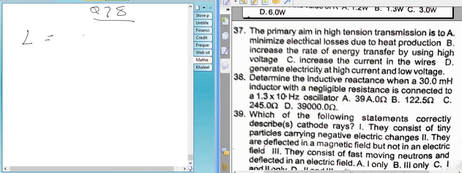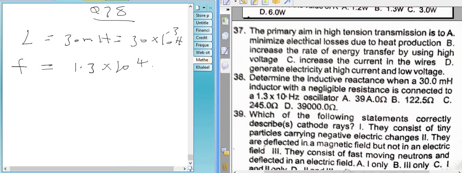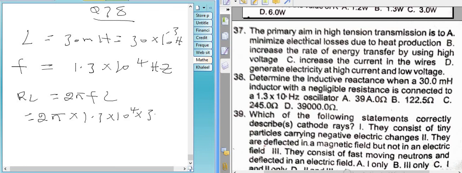The inductor L is 30 mH, which is 30 × 10^-3 H. The frequency is also given, which is 1.3 × 10^4 Hz. Then we have to find the inductive reactance. We know the formula of inductive reactance is 2πfL. So we substitute 2π times the frequency, 1.3 × 10^4, times the inductance, 30 × 10^-3. By simplifying, we find that the inductive reactance is 245 ohms. Therefore, the correct option is A.